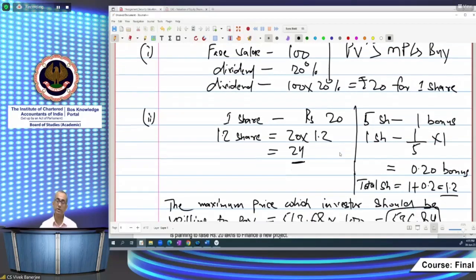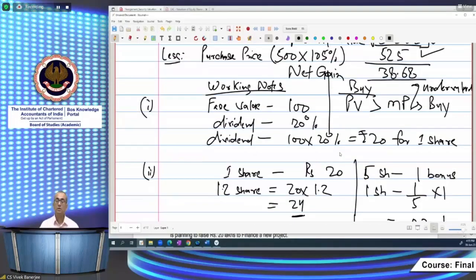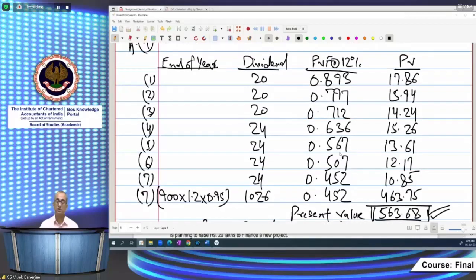एक शेयर पे अगर रुपीज 20 डिविडेंड होगा तो 1.2 शेयर पे वो 24 रुपीज होगा. और बोनस शेयर भी कैसे निकलेगा ये भी देखा कि 5 शेयर पे एक बोनस शेयर है, तो 1 शेयर पे 1/5, यानी 0.2 बोनस शेयर. तो पहले 1 शेयर थे प्लस 0.2 बोनस शेयर अभी हुए, तो टोटल शेयर 1.2. तो एक शेयर पे ₹20 डिविडेंड, तो 1.2 शेयर पे 24. So all these figures we have calculated.